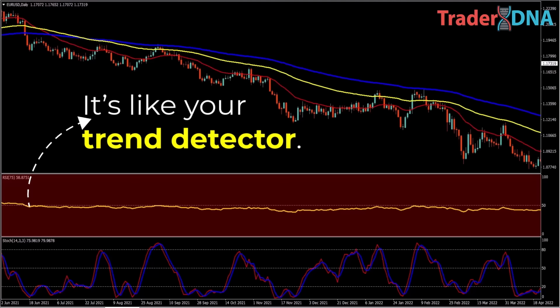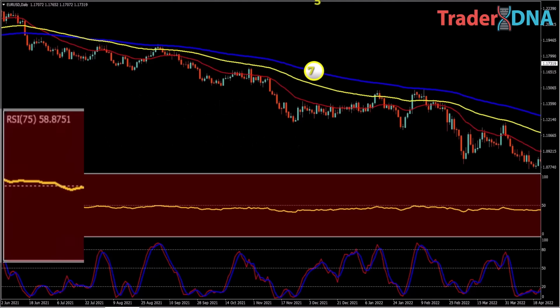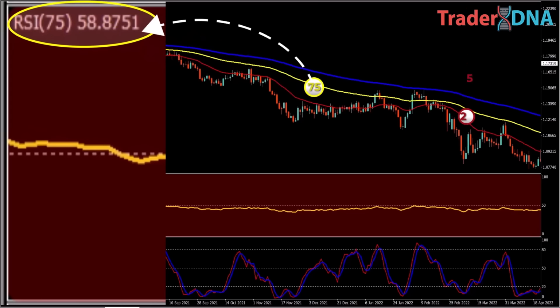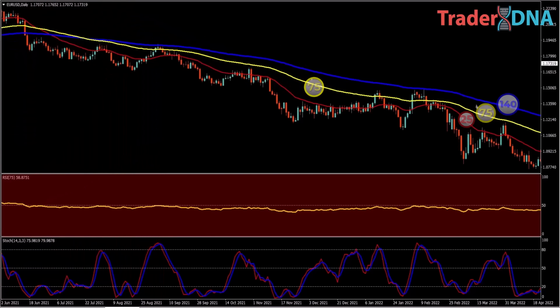Now, a lot of traders use the default RSI setting of 14, but in this strategy, we're doing something way smarter. We're using the 75 period RSI. Why 75? Because it matches the middle EMA in our setup. We're using 25, 75 and 140 period EMAs, and the 75 EMA is our core foundation for the trend. So syncing the RSI to that period gives us a crystal clear signal that matches the market rhythm we're already tracking.